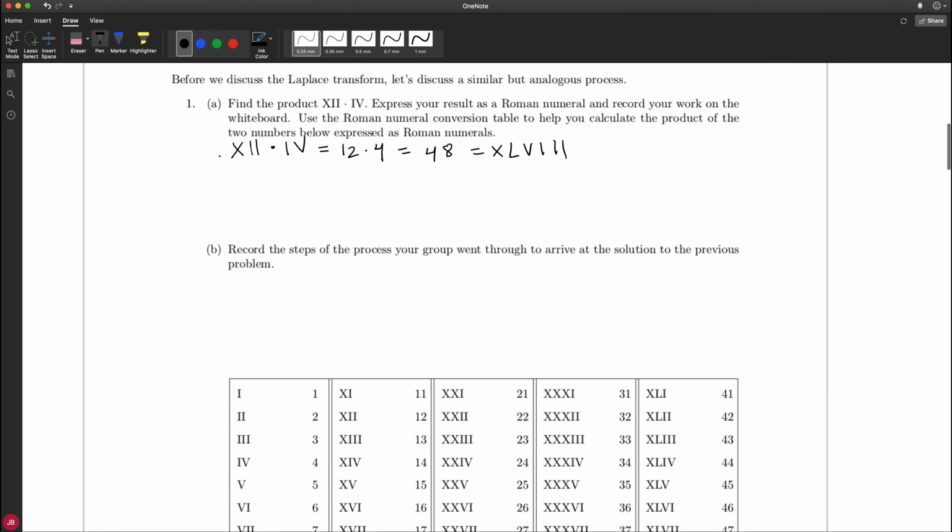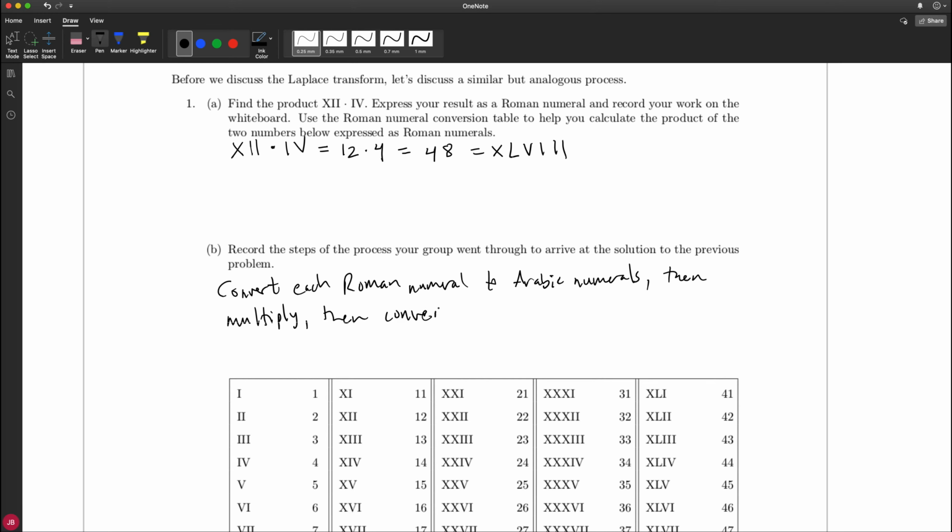Think about the process that we did here. We had to first convert 12 to Arabic numerals, just like the number 4. Then we had to actually multiply them out. Then after that, we had to convert our answer back to Roman numerals.